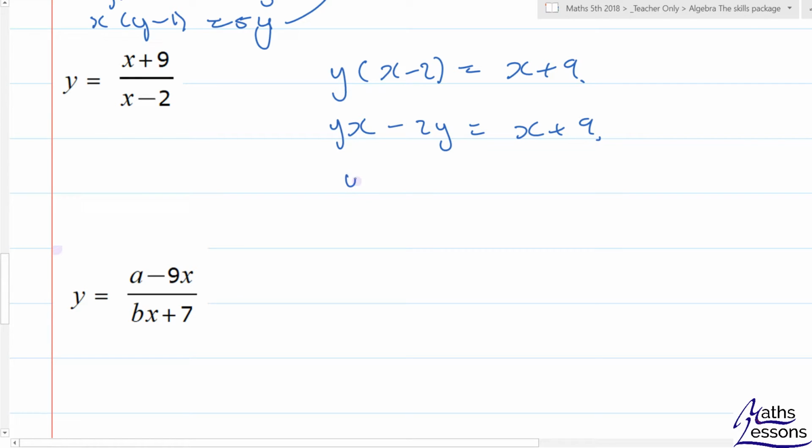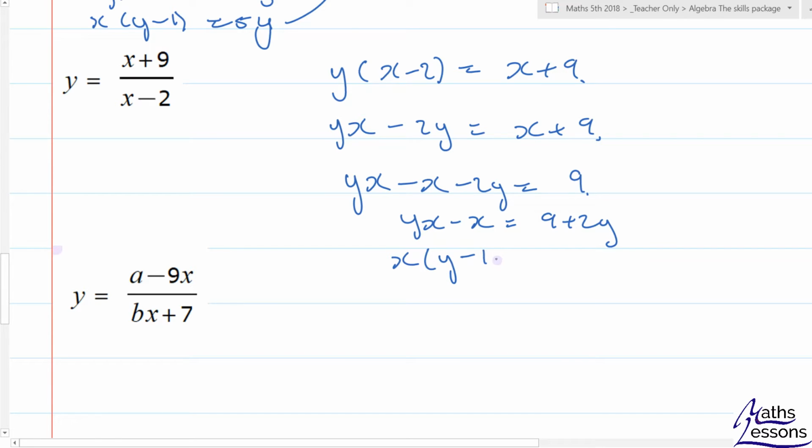Get all the x's on the same side. So yx minus the x from that side, minus 2y. Taking the x off, so we'll just go for the 9. Now we're going to add this 2y. Now I'm going to factorise and just get x times y. Take out the factor here. It's 1. 1 times x is 9 plus 2y. And now we're going to divide out by y minus 1.